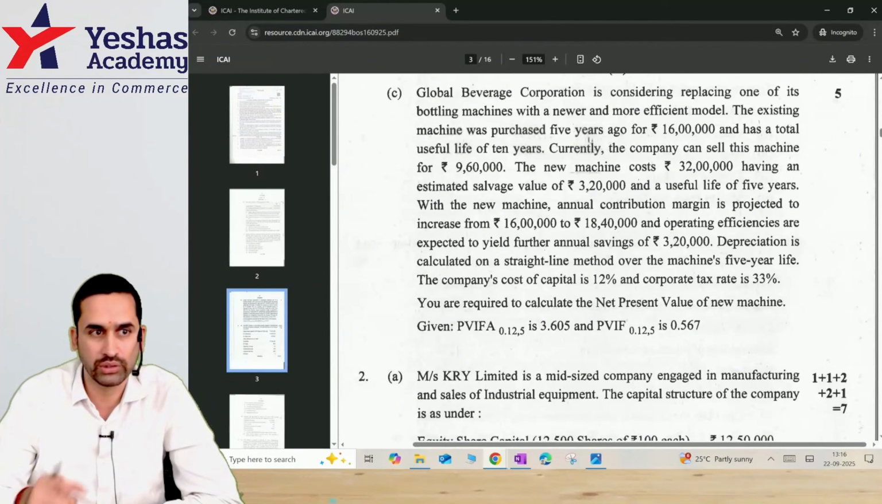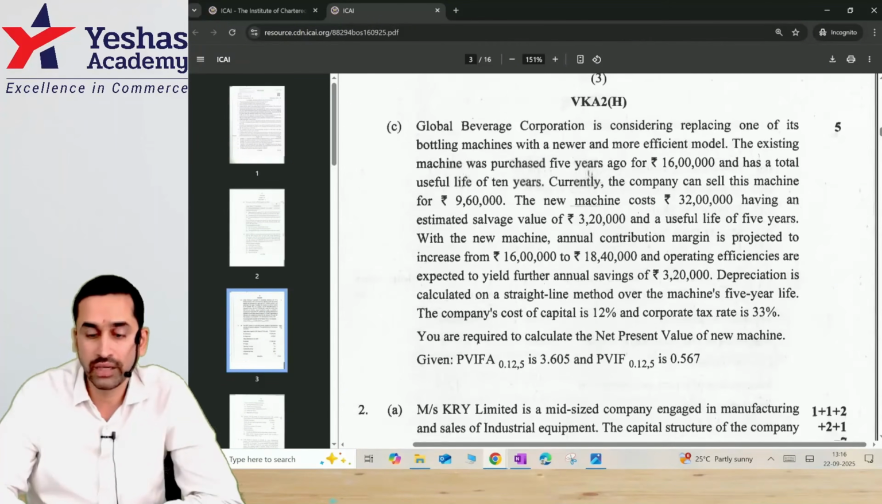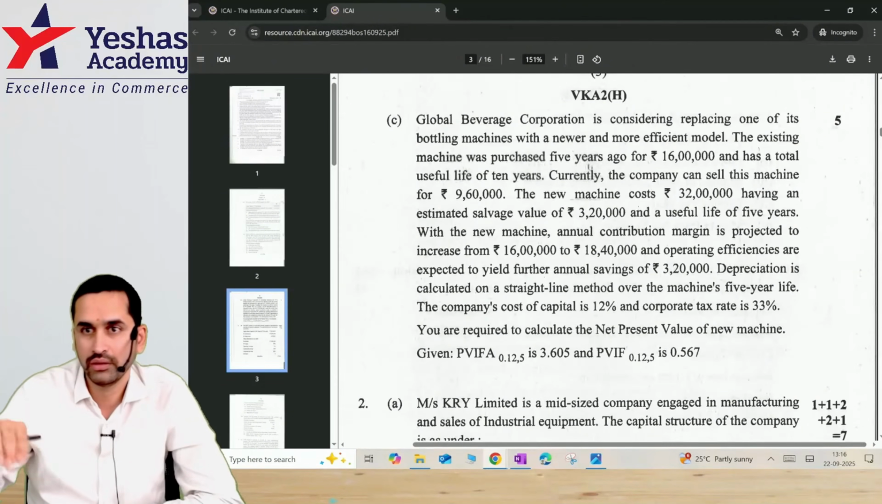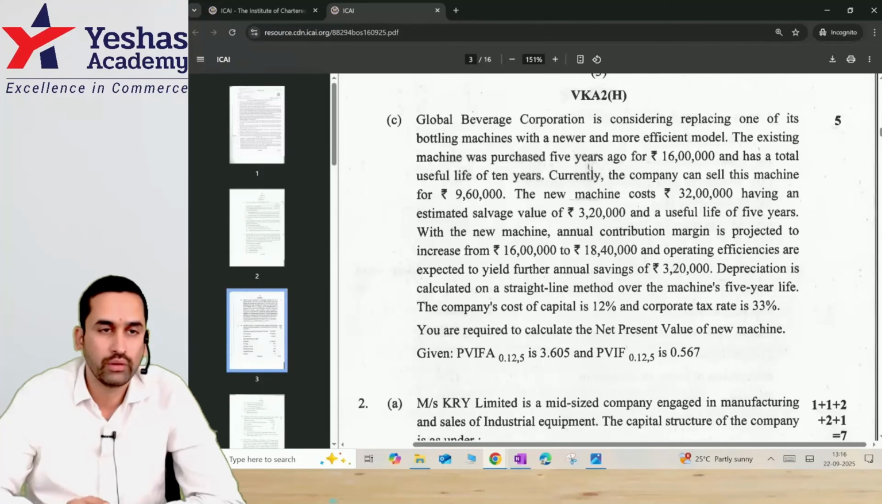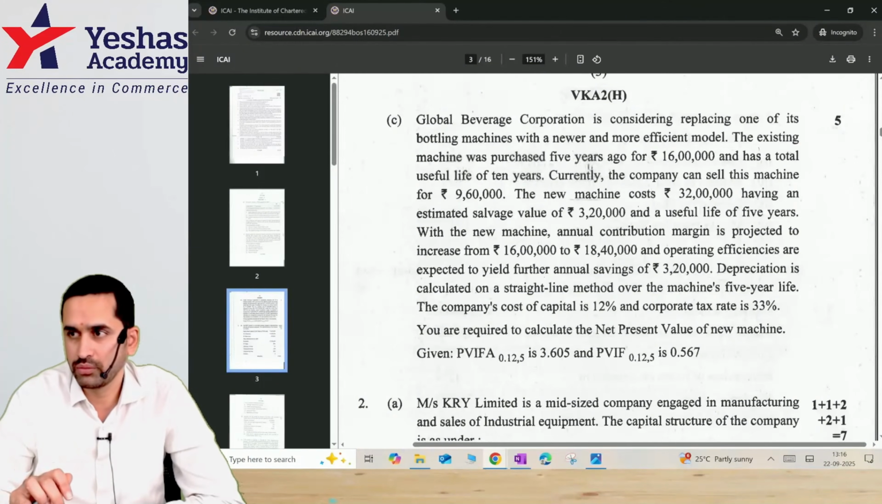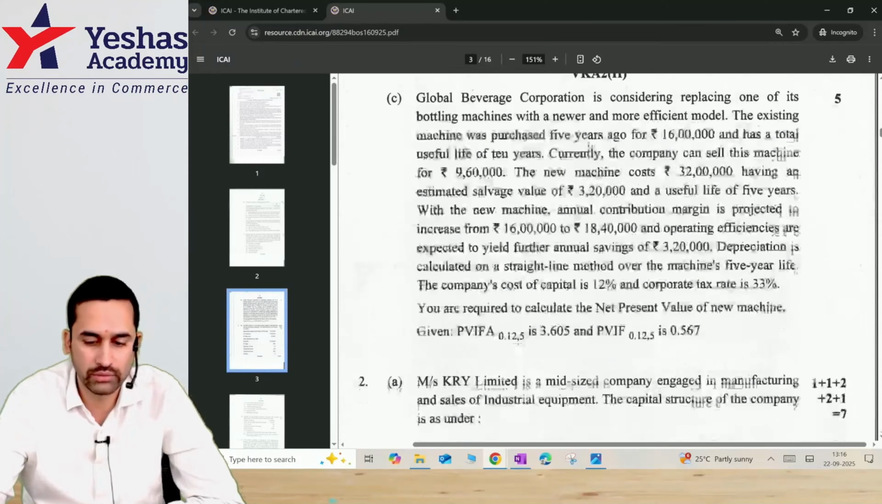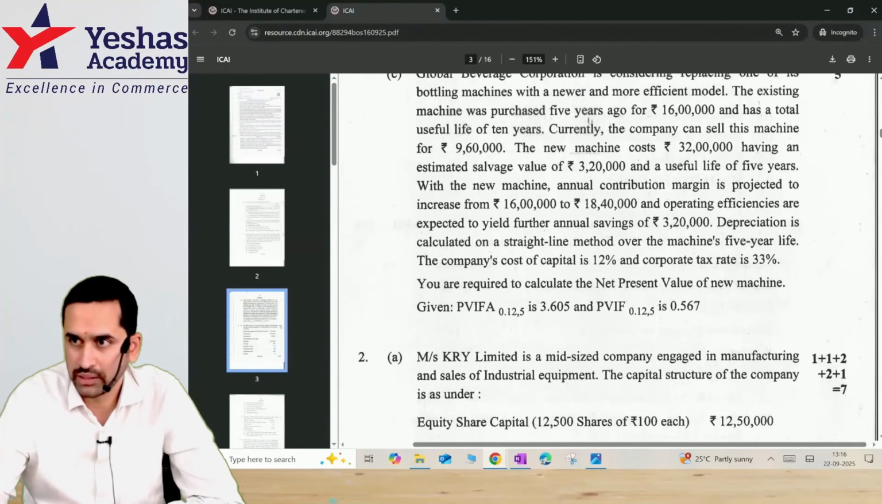You have done a bigger question than this actually. That had table, material, labor. Remember here they directly gave you contribution, only that extra saving you have to add it. 5 marks question from investment decision.